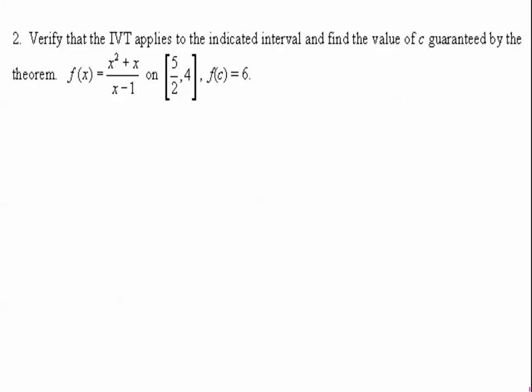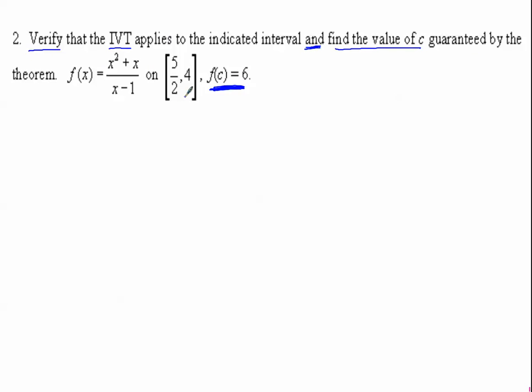Let's look at another example. Verify that the intermediate value theorem, IVT, applies to the indicated interval and find the value of c guaranteed by the theorem. F of x equals x squared plus x over x minus 1 on the interval 5/2 to 4, f of c equals 6. So we're looking to verify that f of c will equal 6 somewhere on this interval.